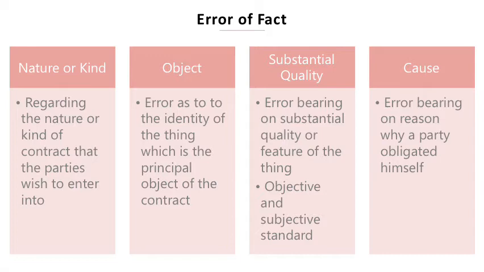In terms of a subjective substantial quality, or error as to substantial quality, this is subjective to the person who is contesting the quality of the object. A subjective substantial quality error is less likely to result in a nullity, but it's still possible if the other party knew or should have known of the importance of the quality.